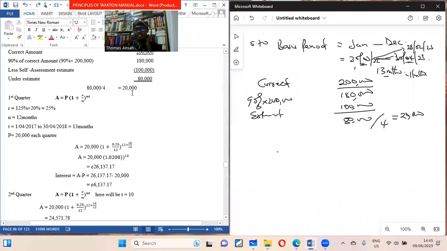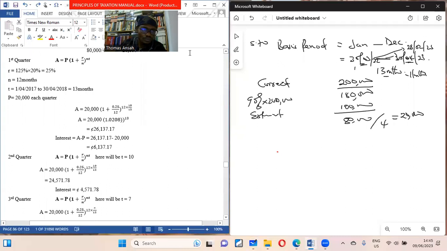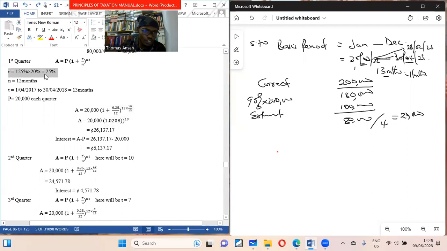So it means that the Q1 penalty, this is the formula that you see. All right. So we said R is what? 125% on the rate. So 125% of the statutory rate. What is the statutory rate? It's 20. So you calculate 125% of that rate, you get another rate, R, and that is what you see here. 125% of that 20% gives you 25%.